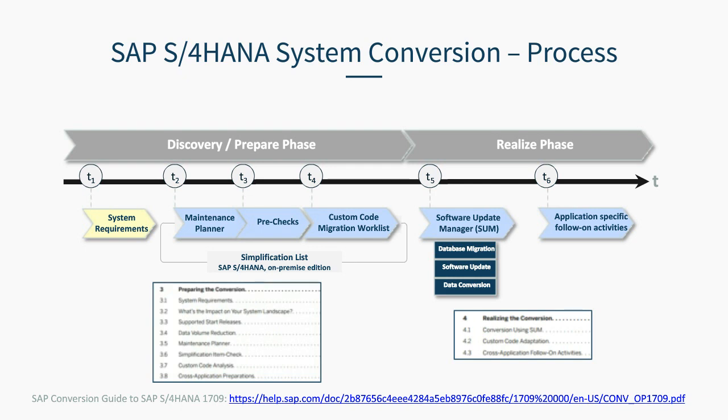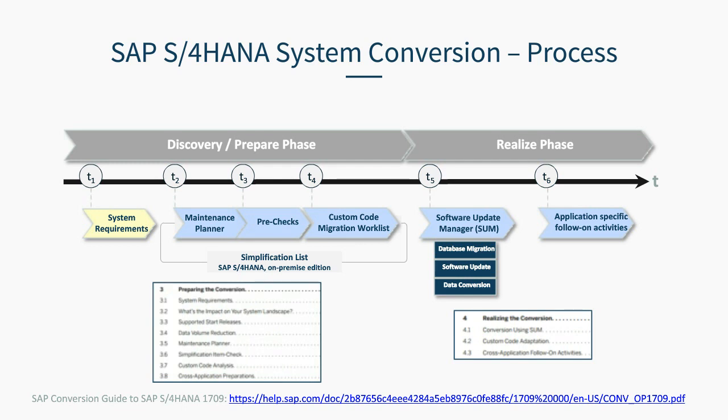The pre-checks actually look at the simplification list. So the simplification item list is actually checked systematically, as I said earlier, to tell you where things are going to change, and you can actually go into the details of all of that. It's very, very useful because you can click into it and see exactly what's going to change in your environment. And then the custom code analysis we talked about in depth in the previous webinars as well.